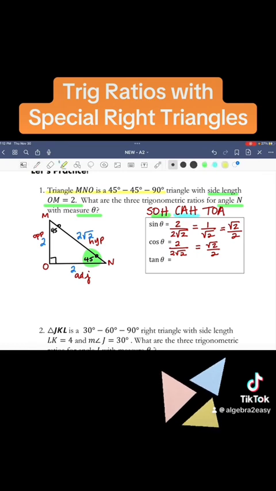Talk about tangent. Tangent has the opposite side and the adjacent side. So if we look, here's our opposite of 2, our adjacent of 2. So that's going to be 2 over 2, which makes 1. So our trigonometric ratios are going to be sine of theta is equal to radical 2 over 2. Cosine of theta is equal to radical 2 over 2. And then last, you have tangent of theta, and that is equal to 1.